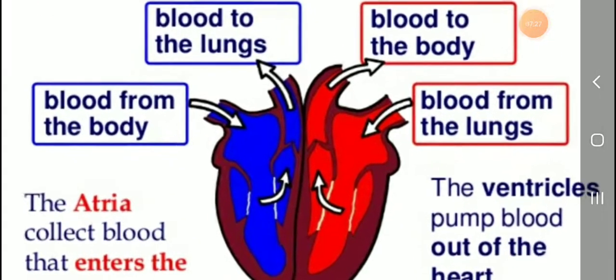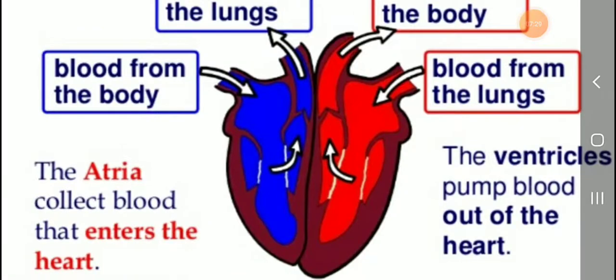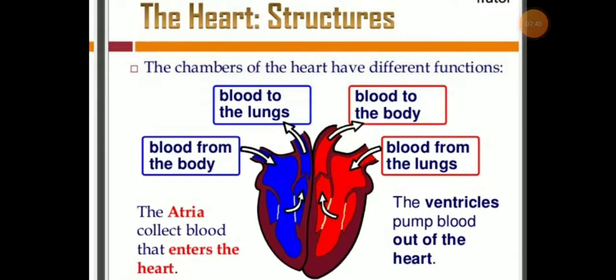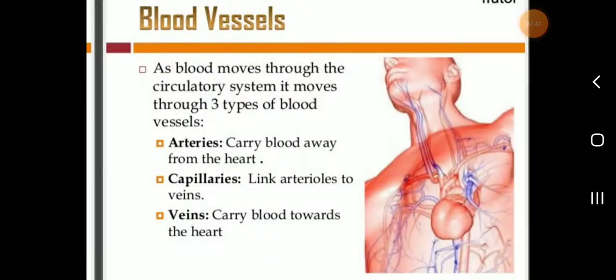What is the main function of atria? The atria collect blood that enters the heart. What is the main function of ventricles? The ventricles pump blood out of the heart. That is the main different function of atria and ventricles.